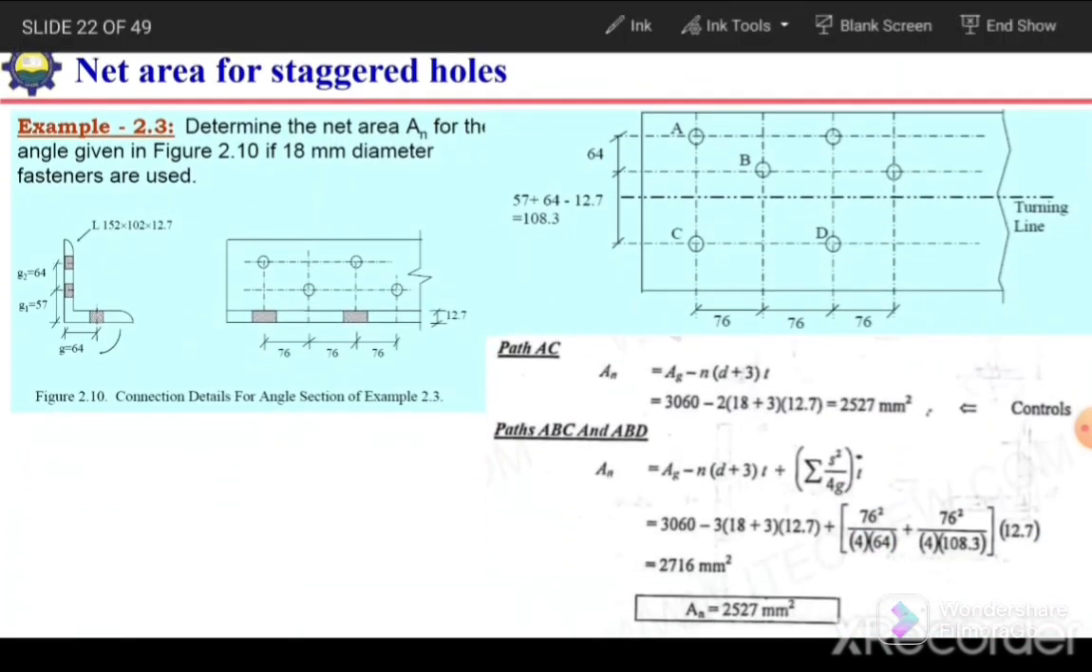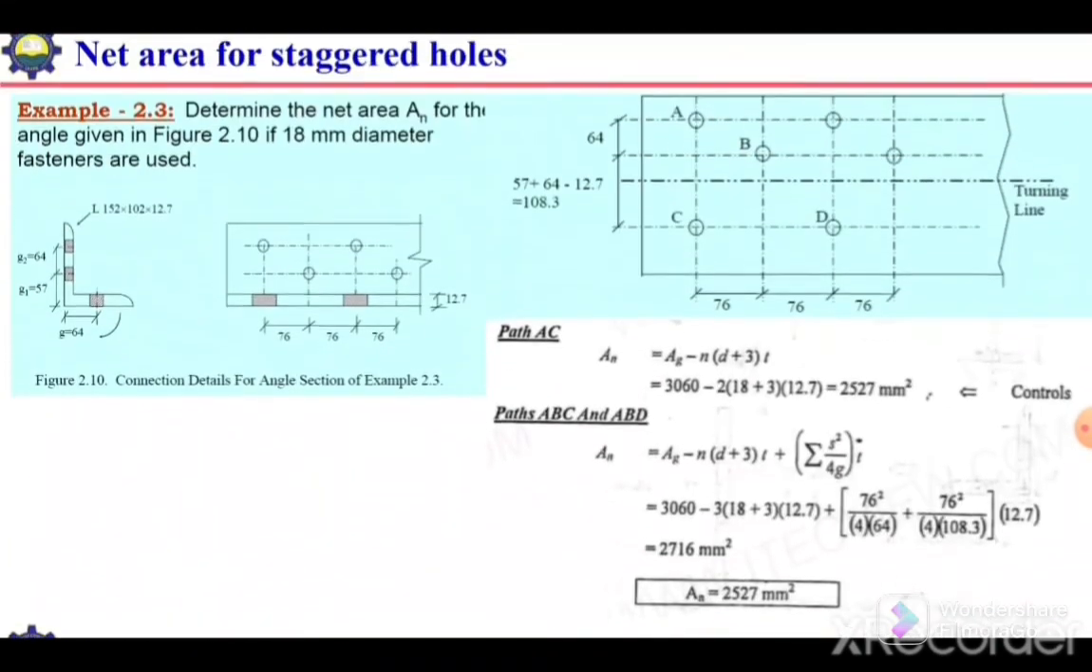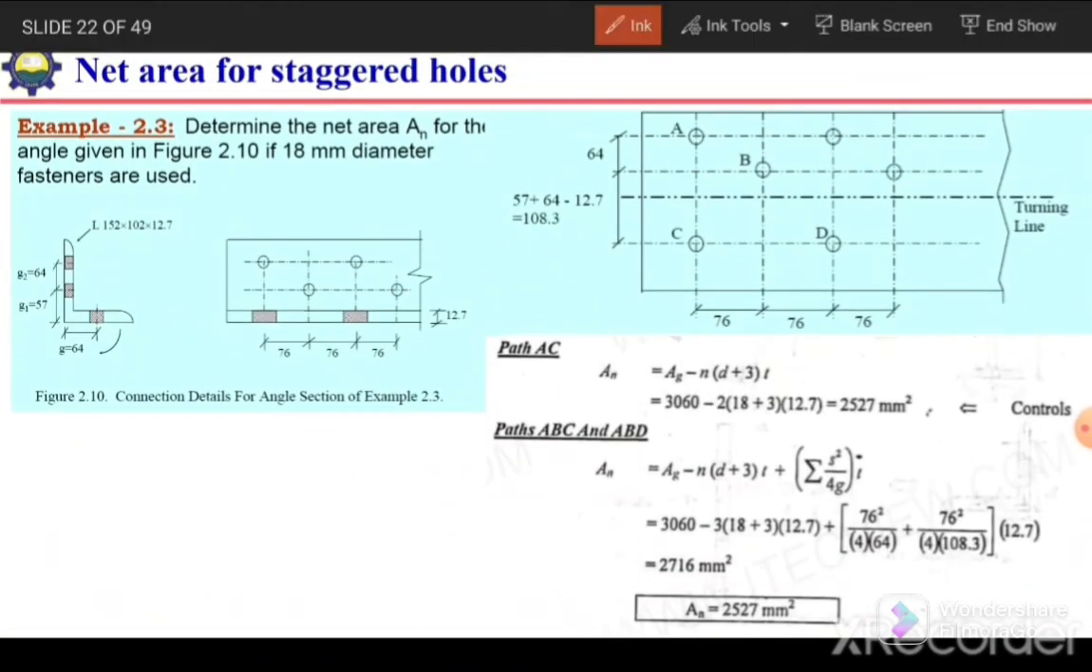Okay, let's solve one example to learn how we can calculate the net area in case of structural shapes like angle section and channel section if the holes are staggered in the two legs. It is stated: determine the net area AN for the angle given in the figure, if 18 millimeter diameter fasteners are used. So the diameter of the fastener, or the bolt, is 18 millimeter.